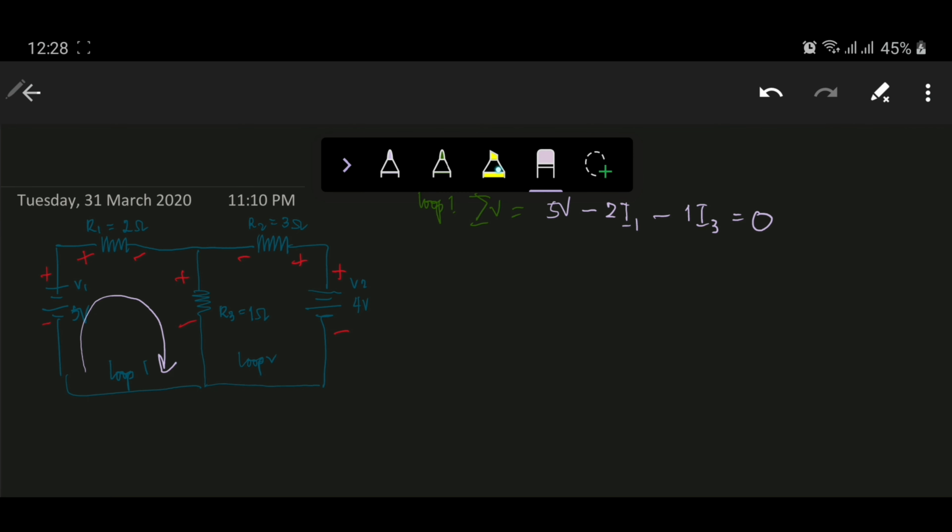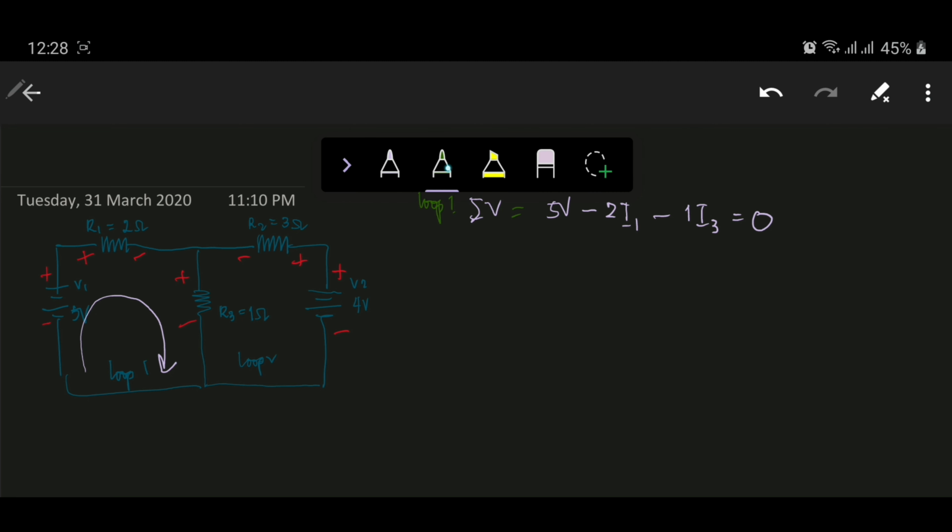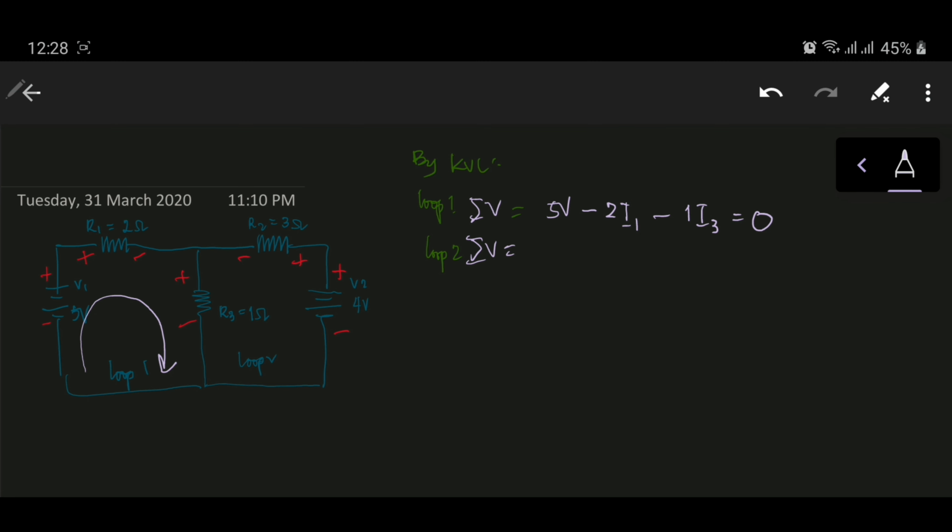So let me just fix that very quickly. So summation of voltage. At loop 2, we have the following equation. So actually choosing whether you want to look at your loop or collect the terms using a clockwise or counterclockwise direction is entirely up to you. So I'll just go with using clockwise direction.